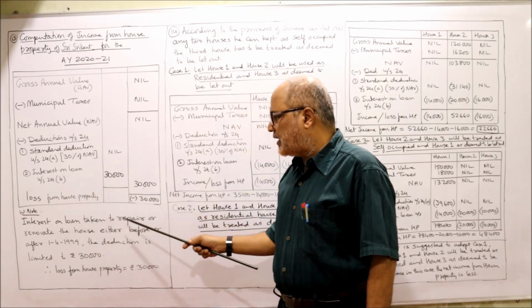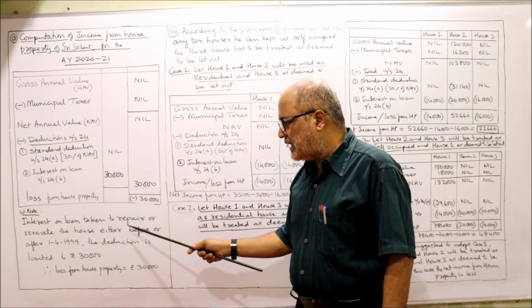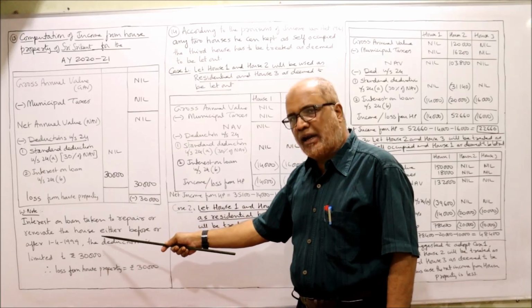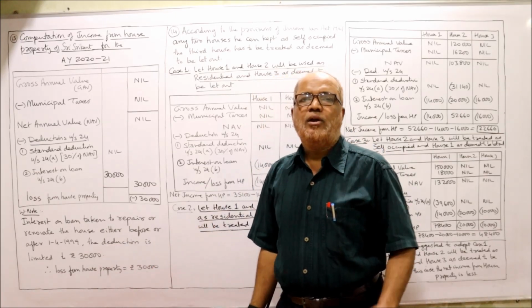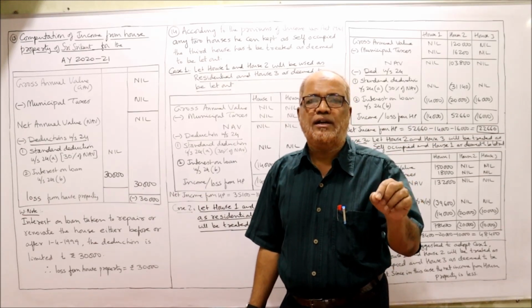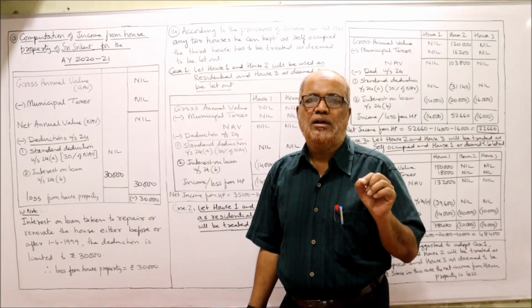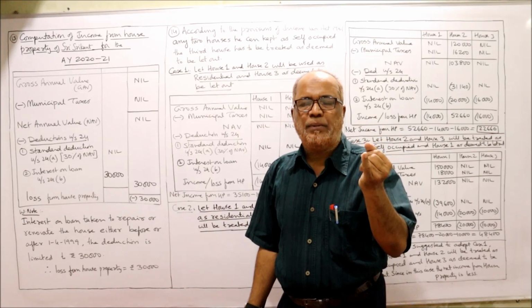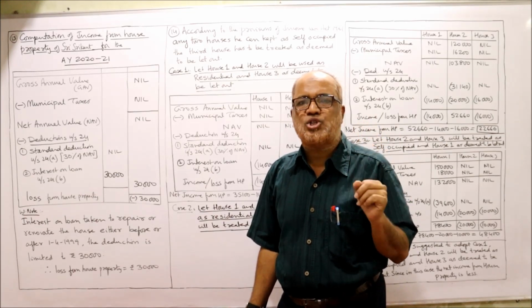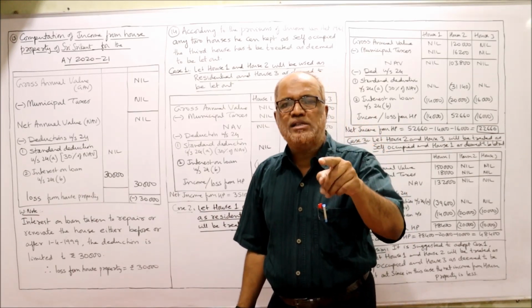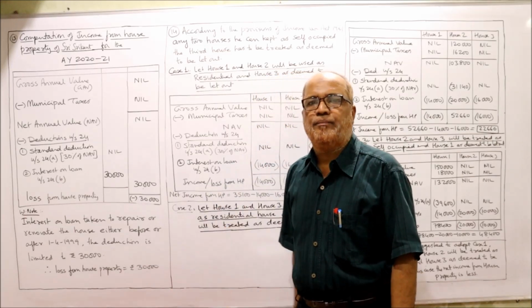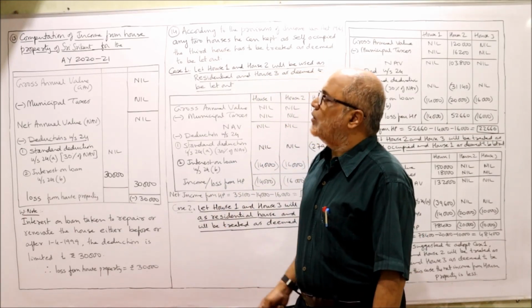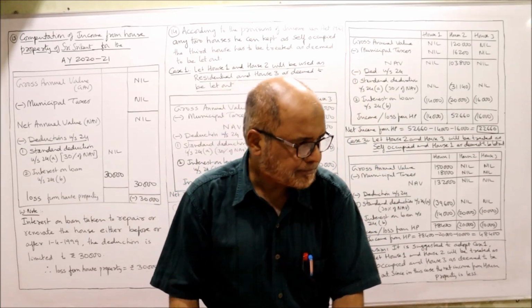For interest on loan taken to repair or renovate the house, either before or after 1/4/1999, the deduction is limited to 30,000. Not more than 30,000 deduction will be allowed if the loan is taken for repairing, renovating or reconstructing the house, whether the loan is taken before 1/4/1999 or after 1/4/1999. That is the solution. Now see the 14th problem.